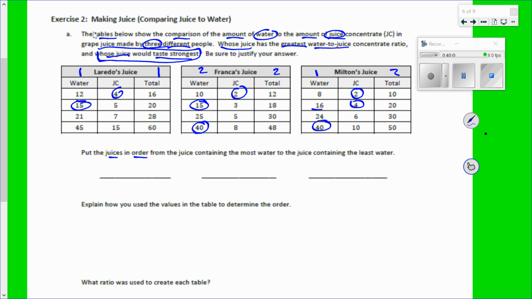So let's answer our next question. Put the juices in order from the juice containing most water to the juice containing least water. So what is our order? Okay. Who had the most water? Franca. Because she lost to everybody, right? Hers was the weakest. Who was next? Milton. Then our last one was Laredo. But wait, isn't it the most? That's the way it said here, whose juice would taste strongest, right?